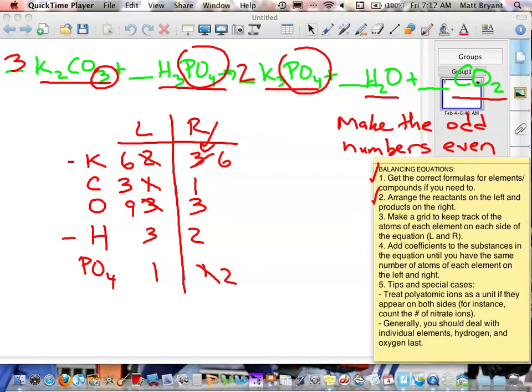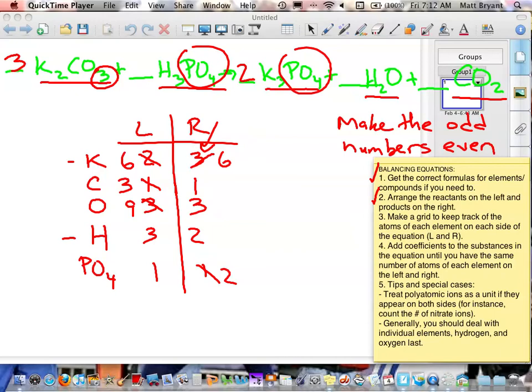So let's go ahead and backtrack a bit, because really after each step you need to check whether or not you're balanced. Clearly, since we've been keeping really good track of our atoms, I would really recommend that you use this grid, especially as you're getting used to things and for harder equations like this. Let's go back and fix carbon and oxygen if we can.